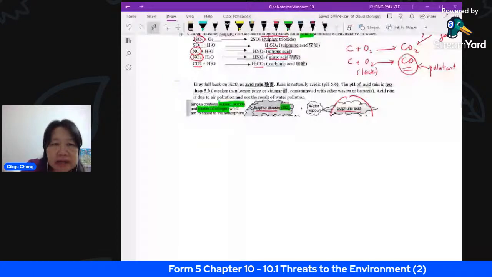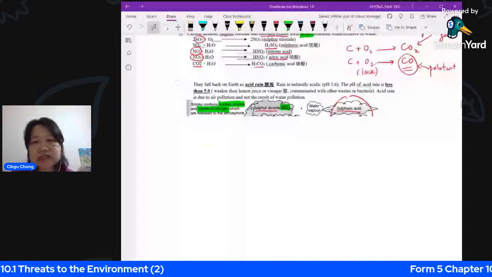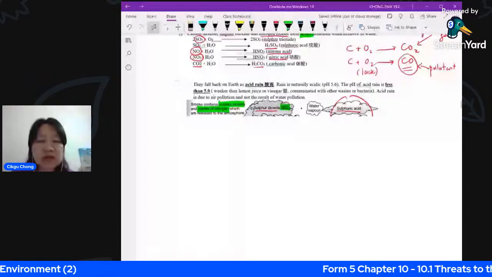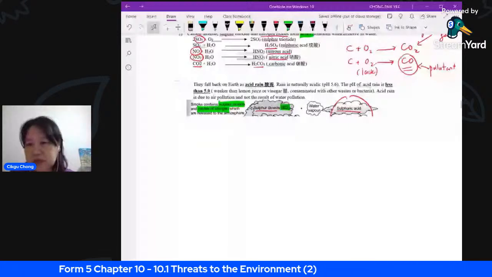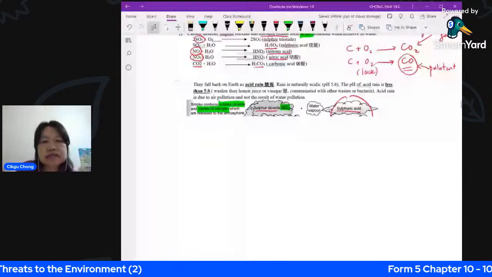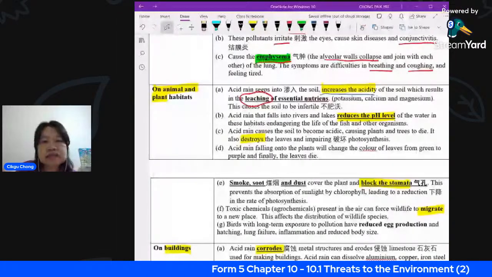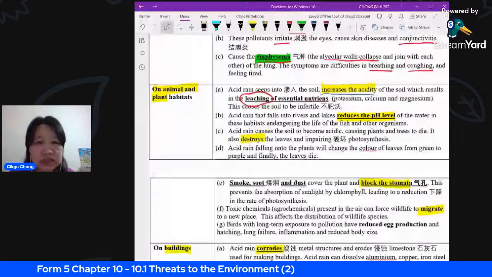So that is not a good thing. Leaching of essential nutrients, for example potassium, magnesium, nitrogen, all that, causes the soil to be infertile, which means not fertile. Now, acid rain that falls into rivers and lake water will in turn endanger the life of fish, because they cannot survive if the water is too acidic. Acidic soil also causes plants and trees to die.